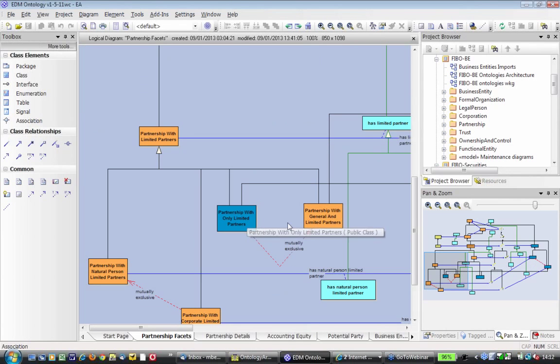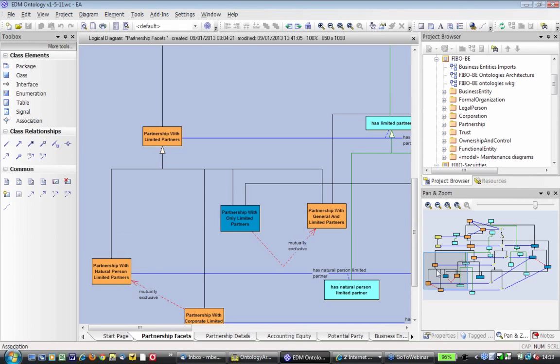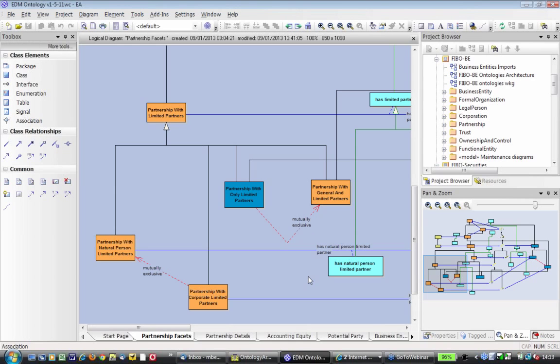Again, if that's incorrect, and if informal organizations, for example, can be limited partners, we need to know, because I'm asserting here what I think is the case in order to find out whether it's true or not. So partnerships have general partners and limited partners. I've defined different facets here. Partnerships with general partners, partnerships with limited partners, fairly self-explanatory.